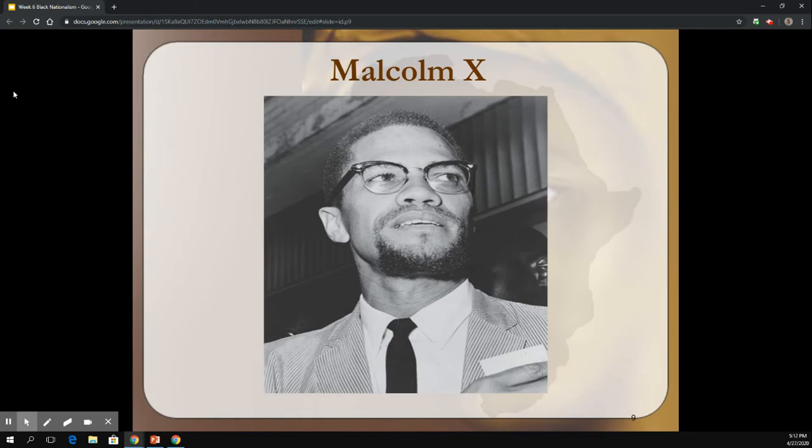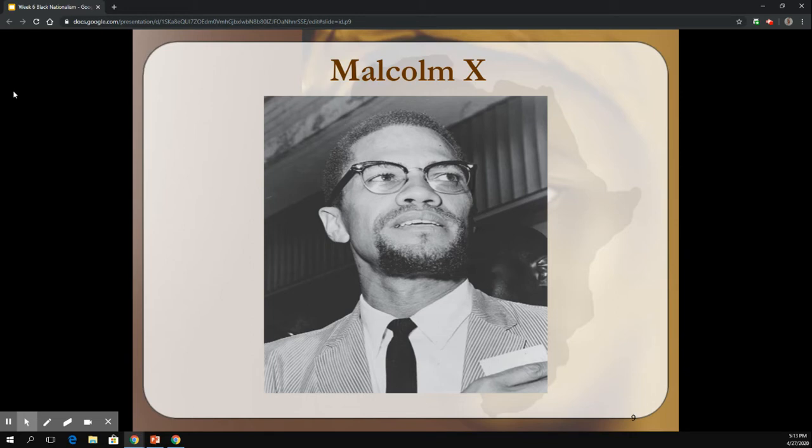An important figure of the Black Power movement is Malcolm X. Malcolm X was born Malcolm Little in Omaha, Nebraska. His mother was from Grenada. His father was a Baptist preacher who joined Marcus Garvey's Universal Negro Improvement Association after moving to Michigan. After his father was murdered by white supremacists, his mother was committed to a mental institution.